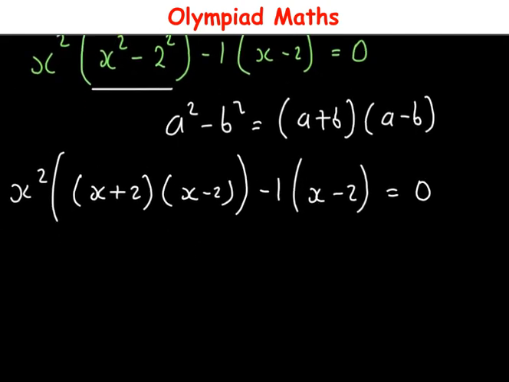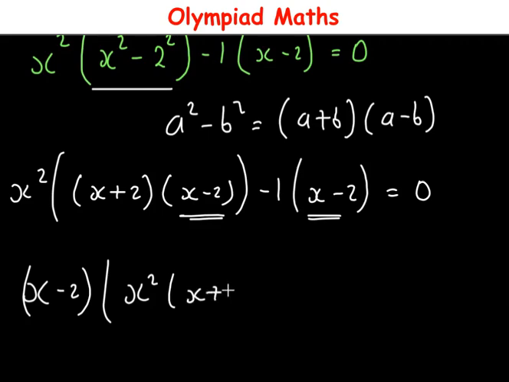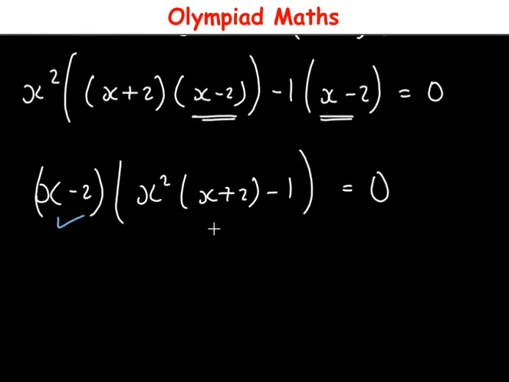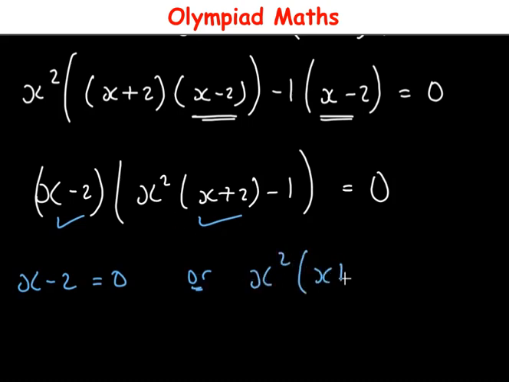At this junction, we have a common factor, which is simply x minus 2. So pick one, x minus 2. We are left with x squared multiplied by (x plus 2), then minus 1, and this is equal to 0. With this, we can equate this to 0 or equate this to 0. So we have x minus 2 equals 0, or we have x squared (x plus 2) minus 1 is equal to 0. From here, x is equal to 2. With this, we have the first solution for the value of x.